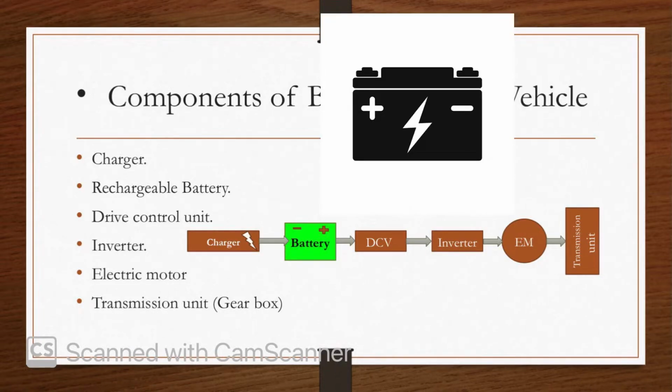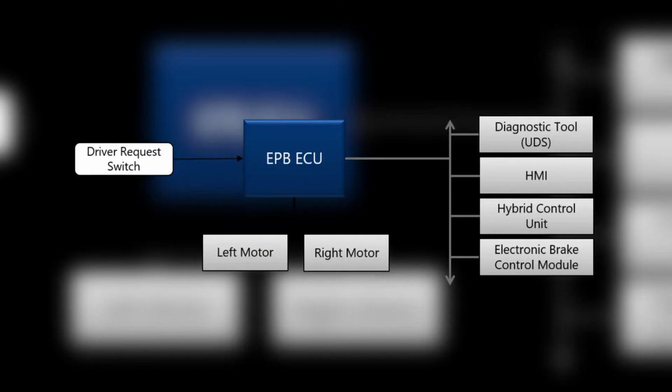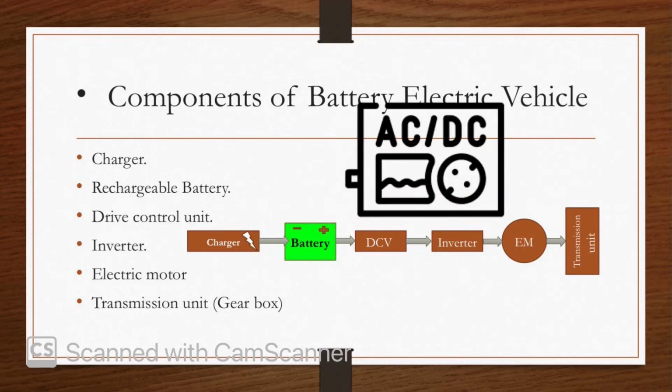This rechargeable battery stores the energy and gives to the drive control unit when it is required. This drive control unit is used to regulate the amount of current flow which is to be passed to the electric motor through the inverter. Then it consists of an inverter which is used to convert direct current into alternating current.